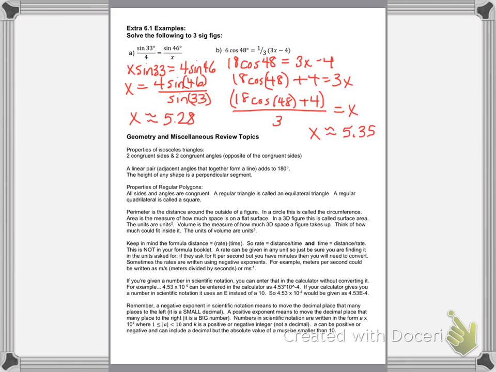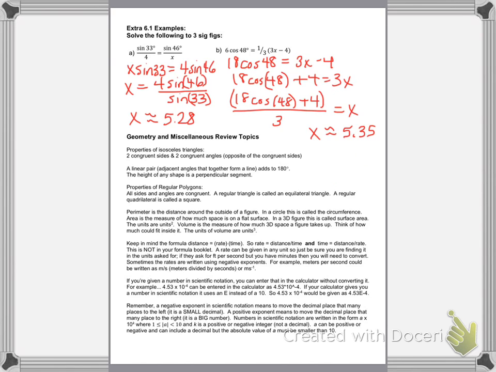So isosceles triangles. Isosceles triangles have two congruent sides and they have two congruent angles. So just to draw you a quick picture here, these are your congruent sides, and the angles across from those are also congruent. So if they give you the angle up there at the top, you know those other two angles are congruent, so you can find those missing sides pretty easily.